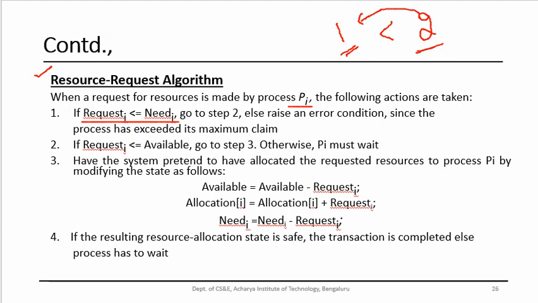That is, let's say there are 3 different types of resources in the system, A, B, C, and the need of process 0, let's say, is 1 0 0.